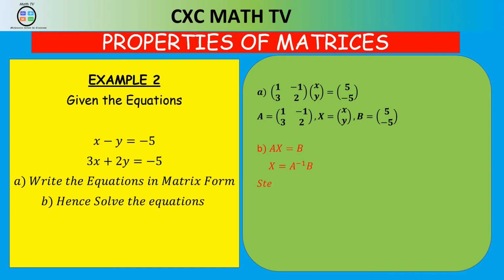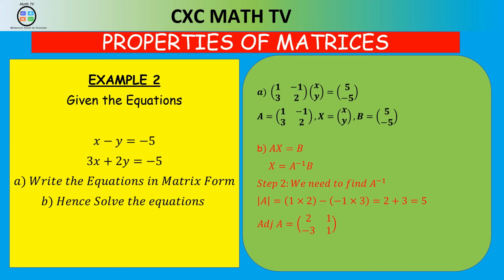Alright, so step 1 is out of the way. We already have it in the form AX equal to B. So step 2 now is to find the inverse. To find the inverse, we need the determinant and the adjoint. So the determinant is 1 times 2 minus negative 1 times 3, which works out to be 2 plus 3, which is 5. The adjoint of A is going to be interchange the leading diagonals, the 1 and the 2, so that we put the 2 where the 1 is and the 1 where the 2 is. Multiply negative 1 times negative 1 and 3 times negative 1. So the adjoint of A is 2, 1, negative 3, 1.